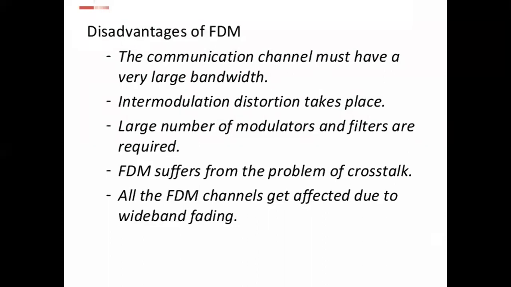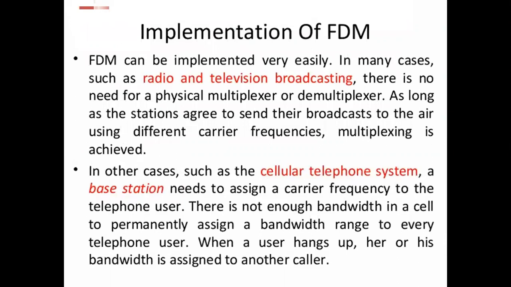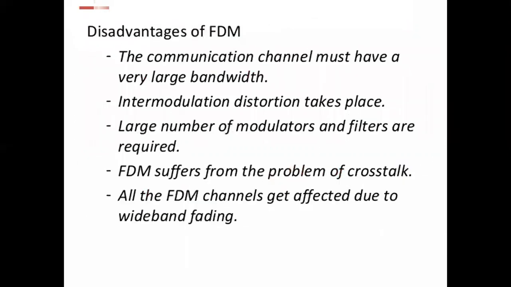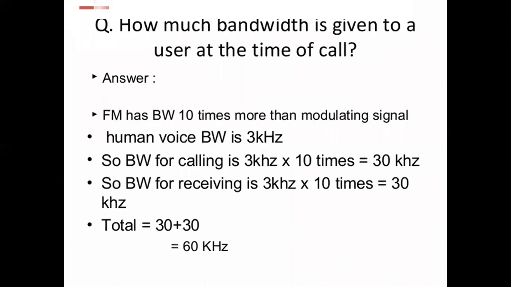Modulators and filters are many when the signals are many, since each signal has its own frequency range. FDM also suffers from the problem of crosstalk. All FDM channels are affected due to wideband fading. Single band fading is minimal, but wideband fading affects the FDM. So these are the advantages, disadvantages and applications of FDM.